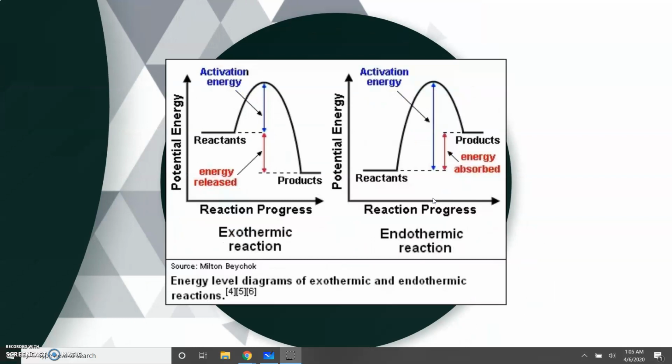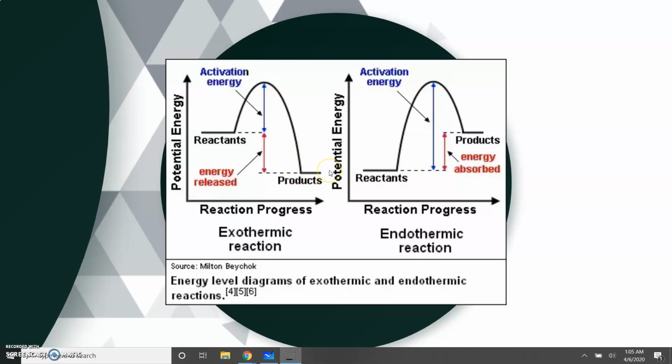Let's take a quick look at energy level diagrams. First, we're going to look at the one on the left, which is an exothermic reaction, so we know energy will be released, just like in our combustion reactions. So let's take a look at this. We see here that we have reactants and this big bump that comes down. That is the reaction itself.